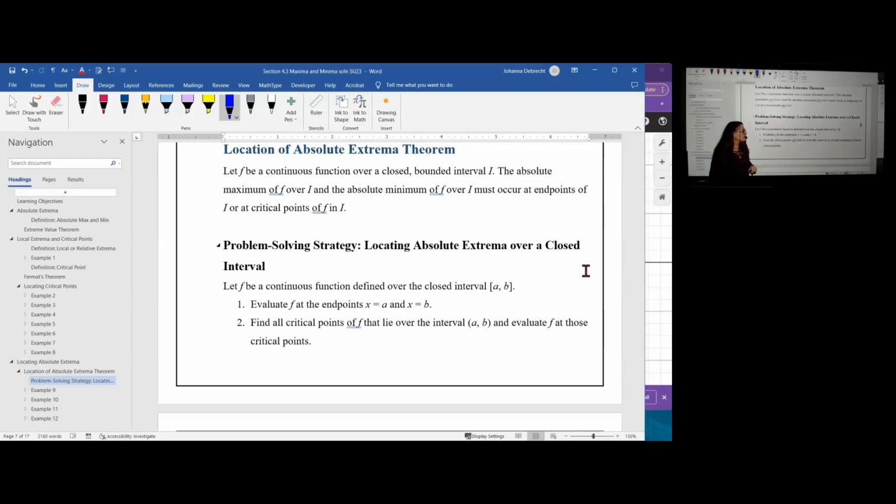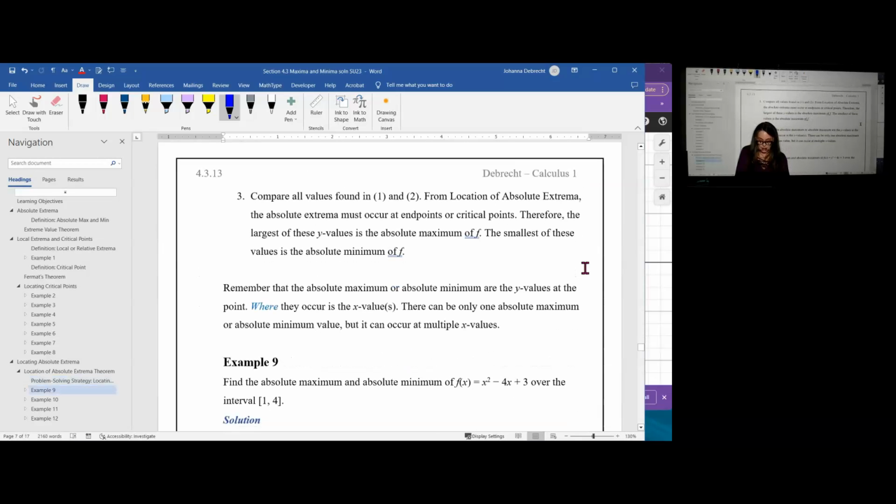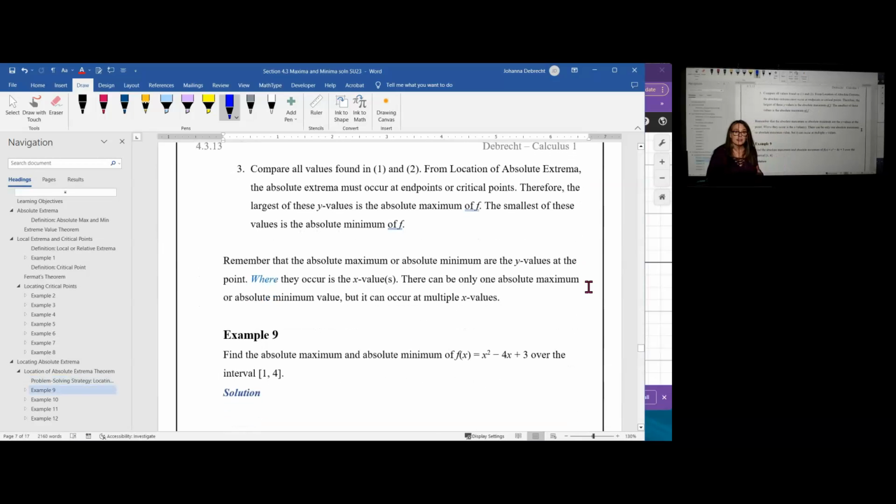Our problem-solving strategy for locating them is pretty straightforward. We're going to evaluate the y value of the function at the two endpoints, x equals a and x equals b. Then we'll find all the critical points of the function that are inside the open interval from a to b. And we'll evaluate the function, the y value, at those critical points. Then what do you think we do? Of course, we're going to compare the y values and pick the highest y value for the absolute maximum and the lowest y value for the absolute minimum. That's pretty much it in a nutshell.